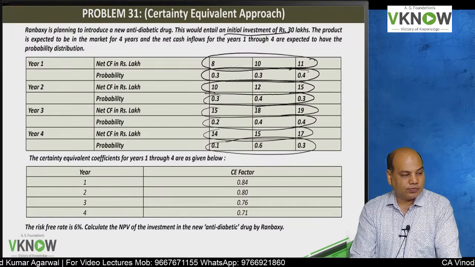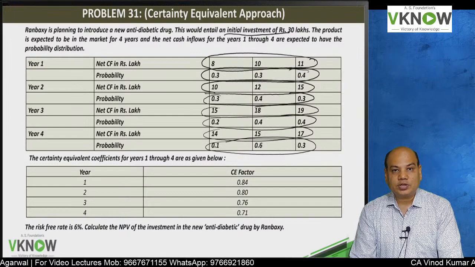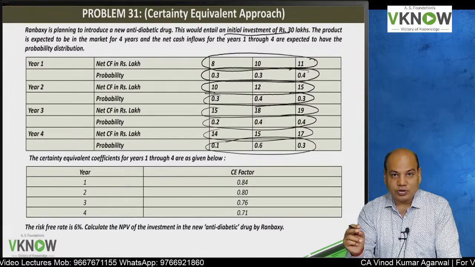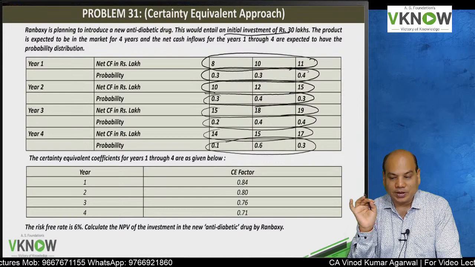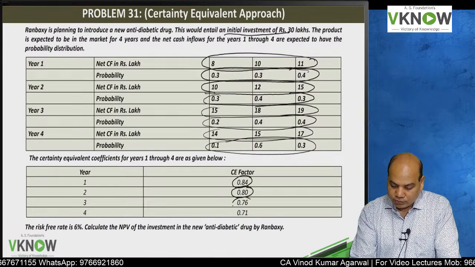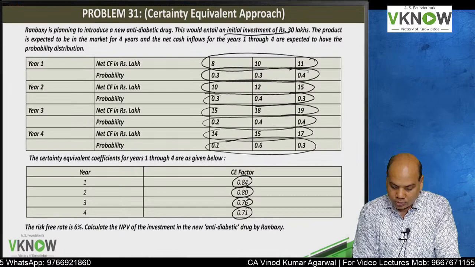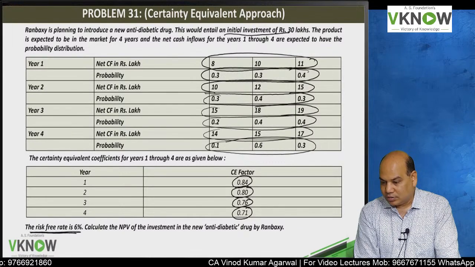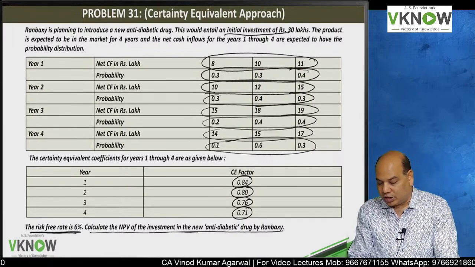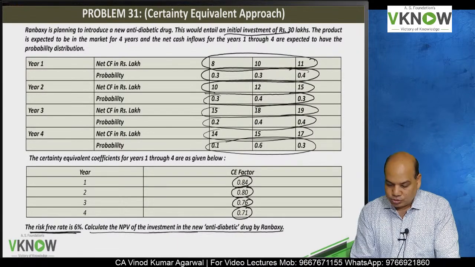Which means first I will have to find out the expected cash flow, not NPV. First I have to calculate the year 1, 2, 3, 4 expected cash flow. After that, second step, you will multiply by the certainty equivalent factor and then discount it at 6%. Compute the NPV of the investment in the new anti-diabetic drug by Ranbaxy. Is it right? So please come to the answer.